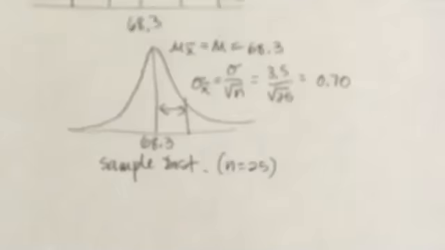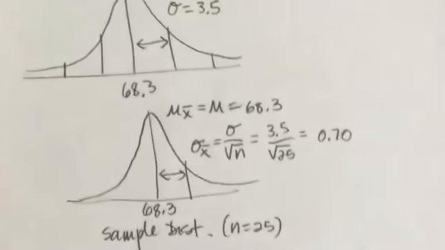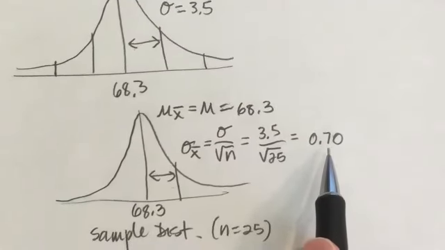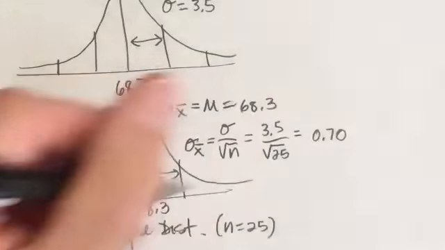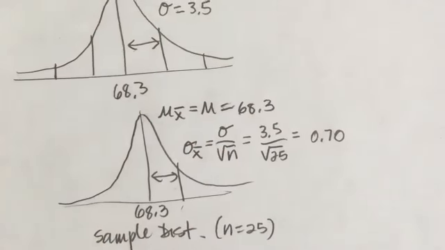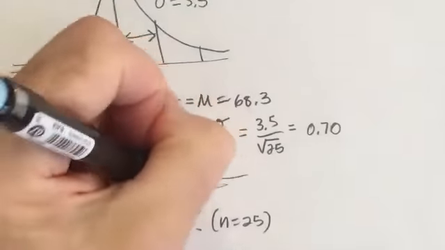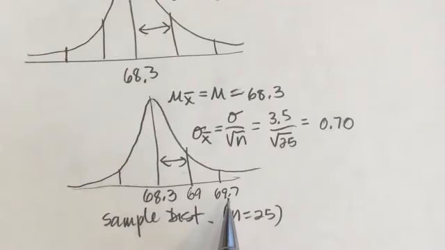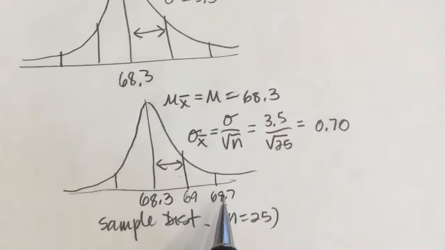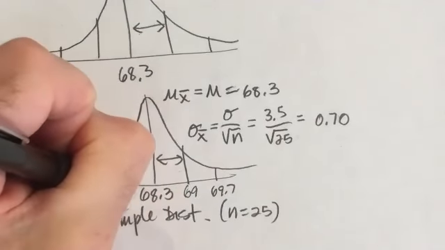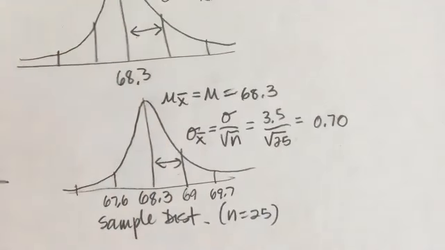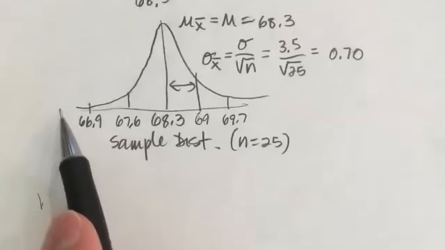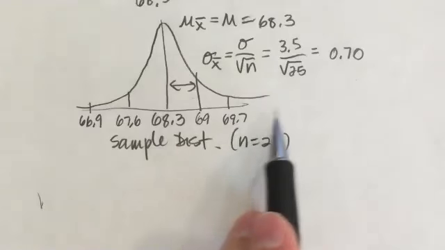So we have a spread of about 3.5 degrees for individual houses, right? But for samples of size 25, they're only spread out like 0.7 degrees, a little more than half a degree. So how far is that? Well, if I go over 0.7, I'm at 69.7 right here. So it would be weird to be warmer than 69.7 for a whole sample of size 25. And of course, if I go this way, I subtract 0.7, I'm at 66.9. So it would be weird to be colder than 66.9 or warmer than 69.7.